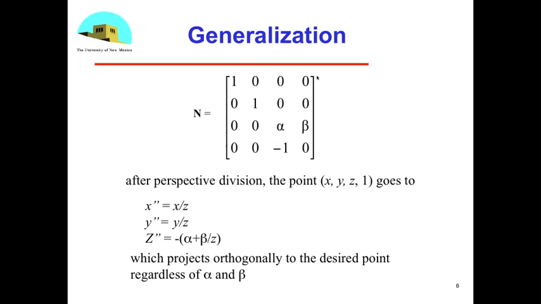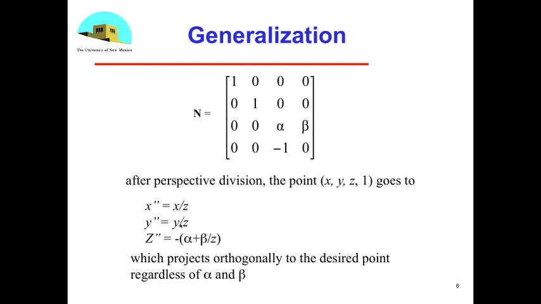First I get x prime equals x, y prime equals y, z prime equals alpha z plus beta, and w prime equals -z. Now, if I do what I have to do eventually, which is divide by z in order to get back into three-dimensional space, I get an x double prime, y double prime, z double prime, and I just divide by this -z, and here I get my standard equations for projection.